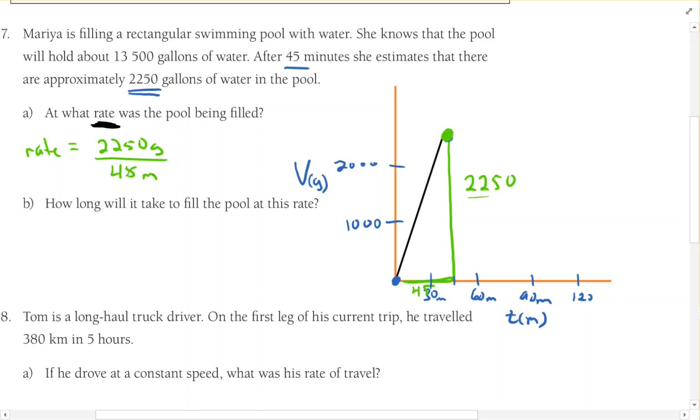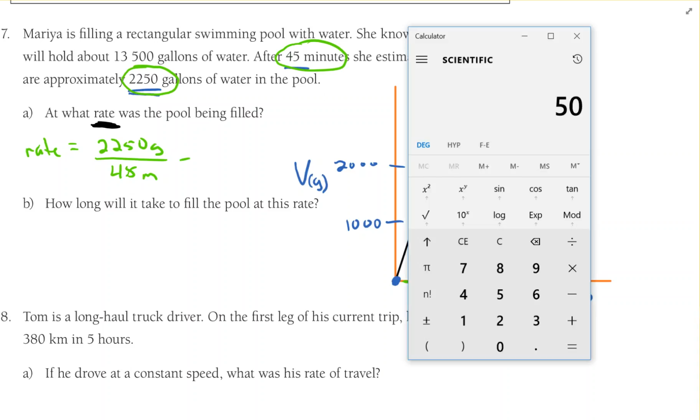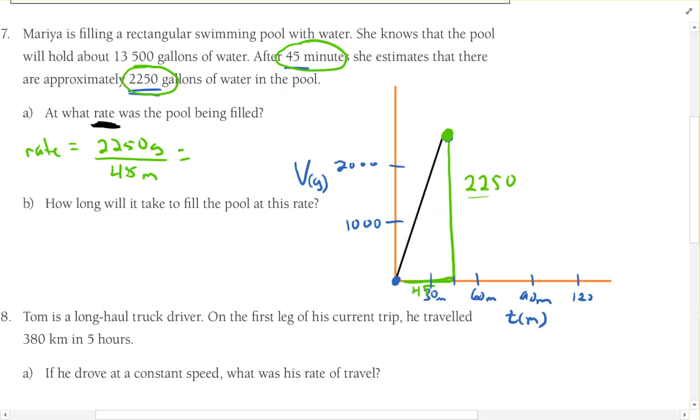And you can see that we didn't really need to make this graph at all, because all I could have done at the beginning is just go, that many gallons over that many minutes is going to give me an answer of gallons per minute. So if I just divide those things, 2,250 divided by 45, so 50. So there's going to be 50 gallons per minute. That's how many gallons we're going to fill every minute.